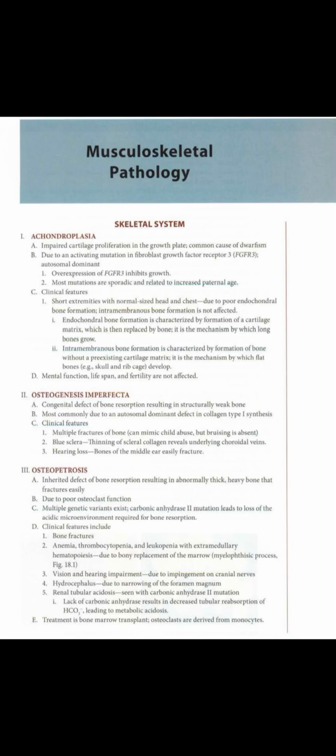Number 3. Osteopetrosis. Inherited defect of bone resorption resulting in abnormally thick, heavy bone that fractures easily. Due to poor osteoclast function. Multiple genetic variants exist. Carbonic anhydrase 2 mutation leads to loss of the acidic microenvironment required for bone resorption.